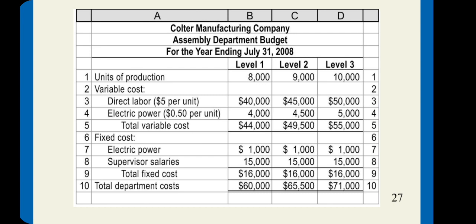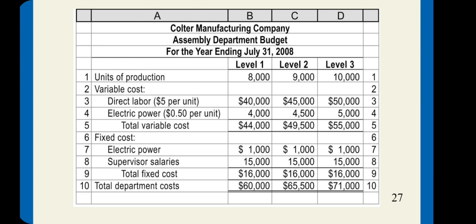In this example, the budget is for the same department. You have seen the static budget for the assembly department. Now, the same department uses a flexible budget, so the department will show the numbers at several levels of activities or several units of production. The headings in this budget are level 1, level 2 and level 3. Level 1 is 8,000 units of production, level 2 is 9,000 units, level 3 is 10,000 units.